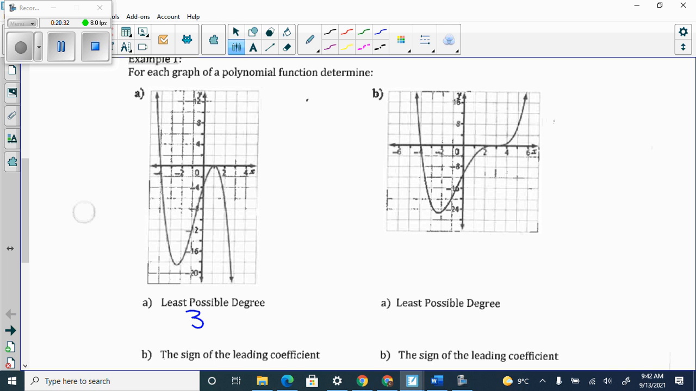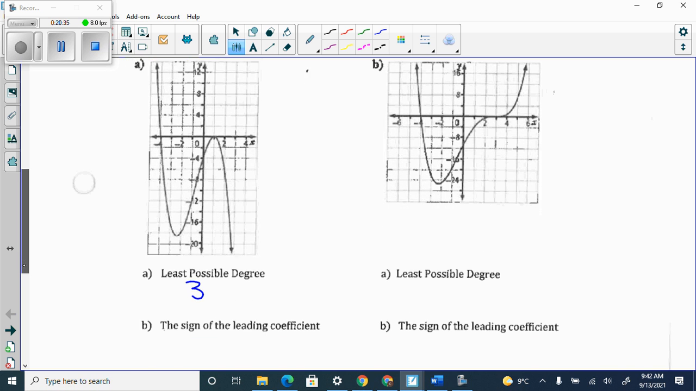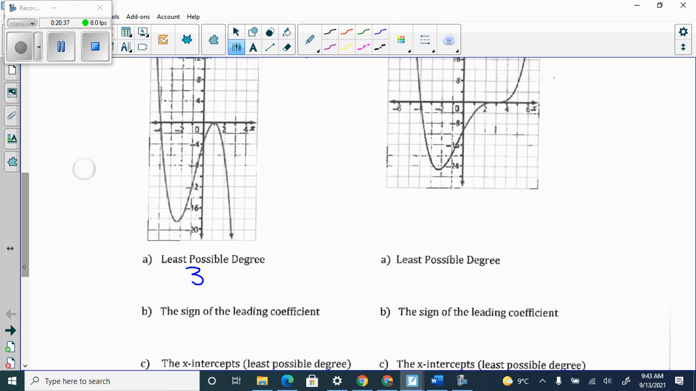What's the sign of the leading coefficient? Why do you know that? It's up on the left and it's down on the right, so it's a negative leading coefficient. Can I write LC?